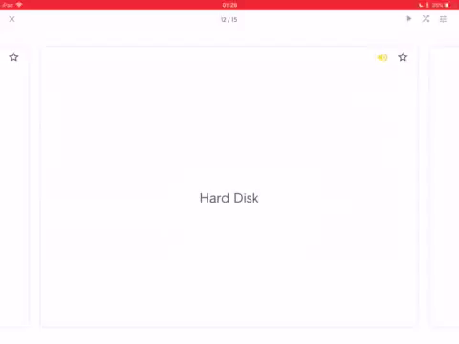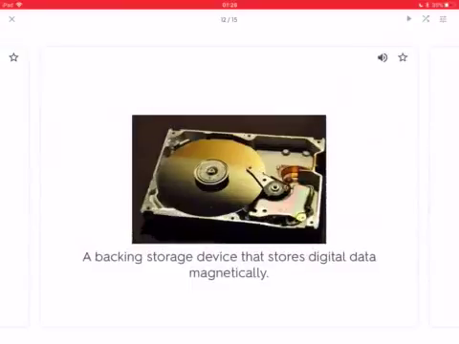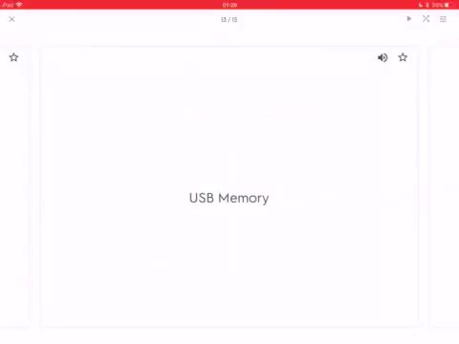It has the little speaker, where it will read what's on the card. Hard disk. Hard disk. A backing storage device that stores digital data magnetically. And again, a lot of the pupils quite like that, the fact that they can listen to it as well as read.